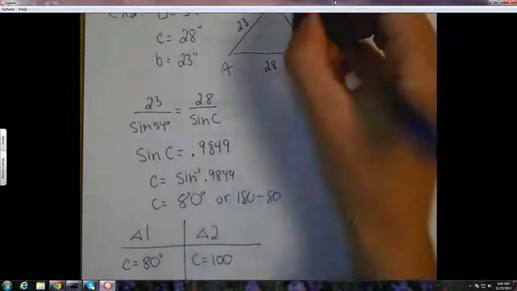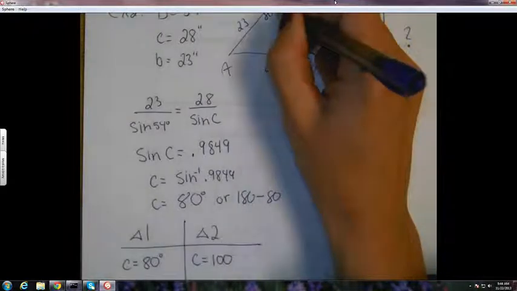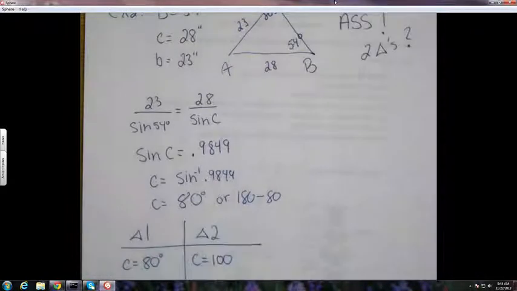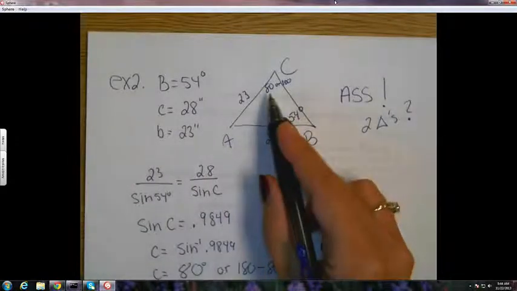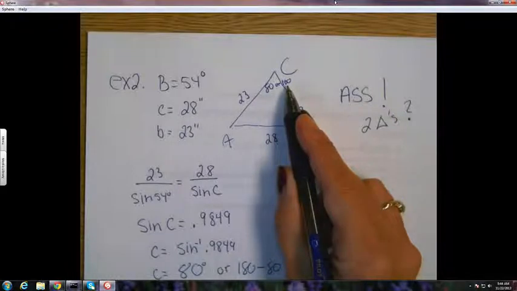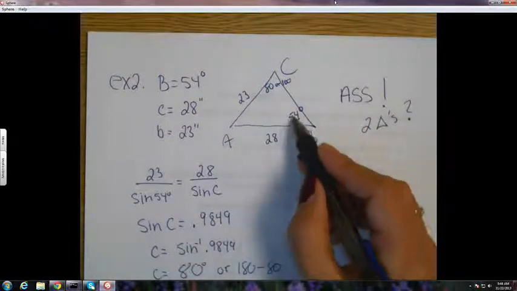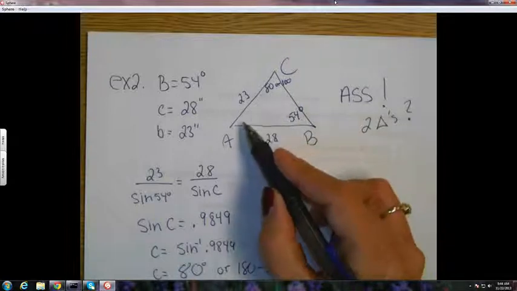So this angle C in one triangle is 80 for sure, or it could be 100 if the second triangle exists. Oops, sorry. 80 for sure, maybe 100 from the second triangle. Okay, so far so good? I want to find the remaining angle next, because I've got 2 out of the 3, so I can find angle A.